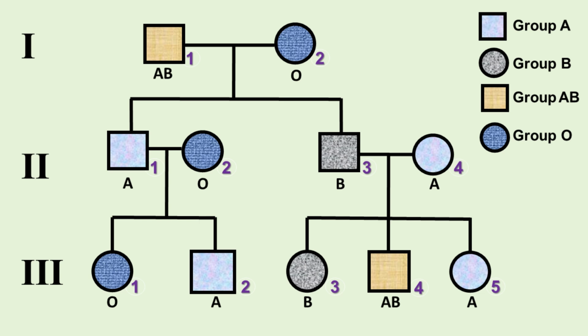So individuals I1 and III4 have an AB blood type, and individuals I2, II2, and III1 have an O blood type. Individuals II3 and III3 have B type, and individuals II1, II4, III2, and III5 have an A-type blood group. And we're done with it.